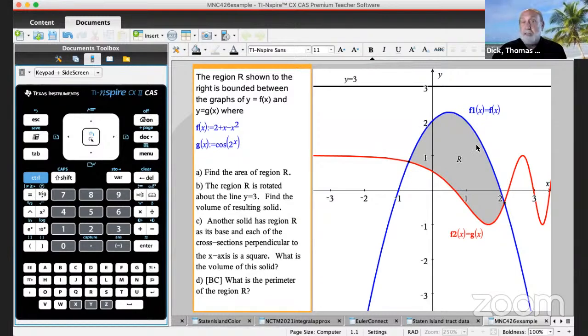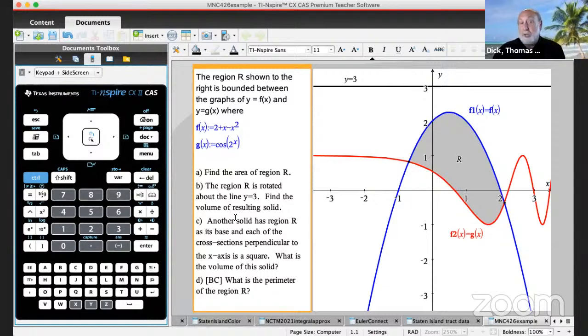Looks like f of x, that graph looks like a parabola with its vertex up. And then this red curve, that's our g of x. And we can see that it does bound this region R that's shaded. We have a couple of intersection points, but it doesn't look like those intersection points are right on the integers or anything like that, but maybe they are nice values. We'll see. So part A says find the area of R. Part B says the region R is rotated about a line.